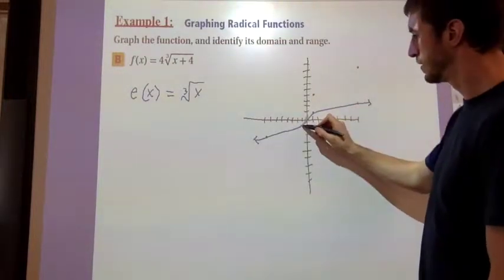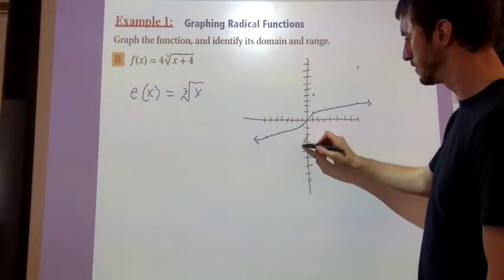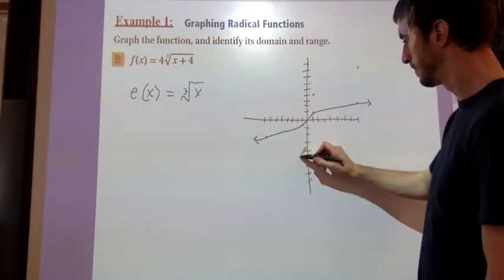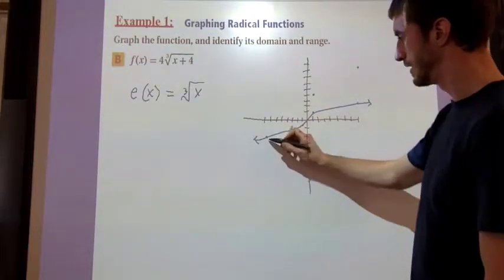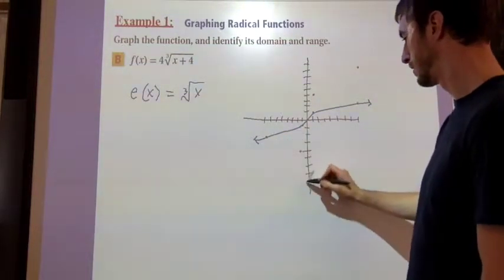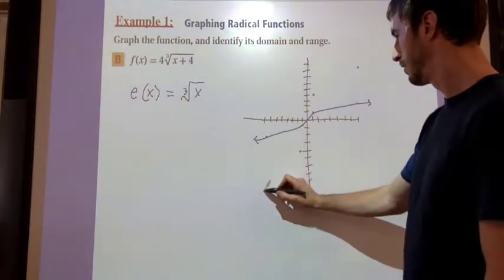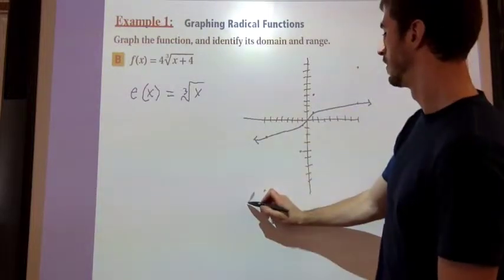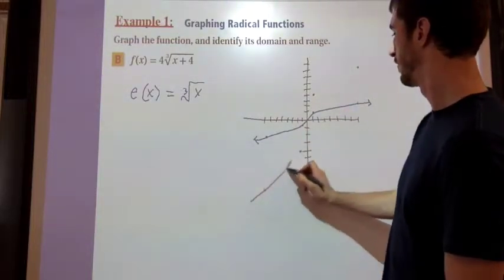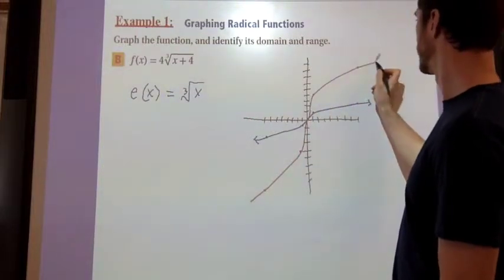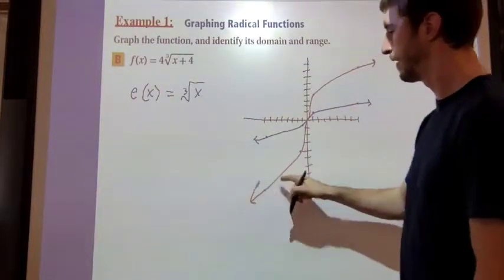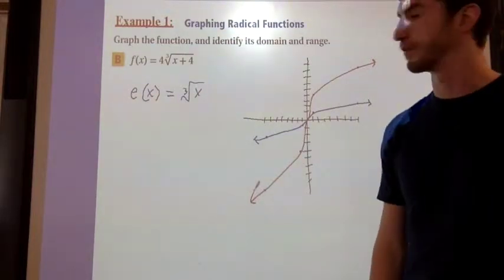Boom. This one goes down to -4, which is, where is it? It's right here. And then this one goes down to -8, which is right here. And then this graph looks something like this. And this is vertically stretched by a factor of 4.